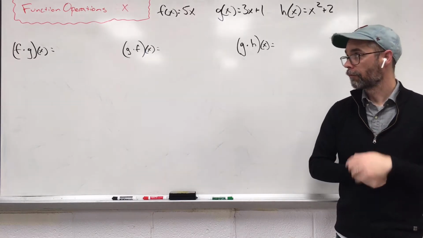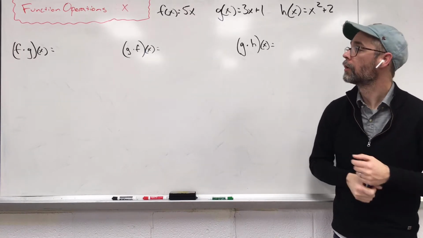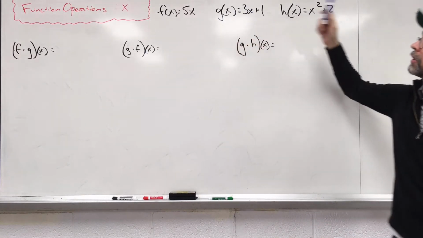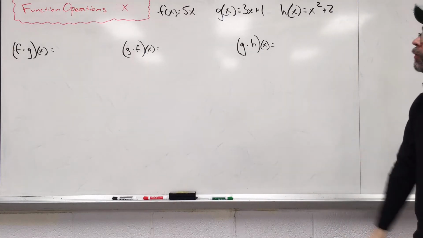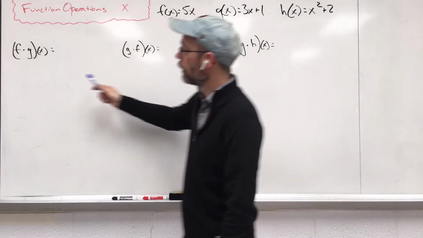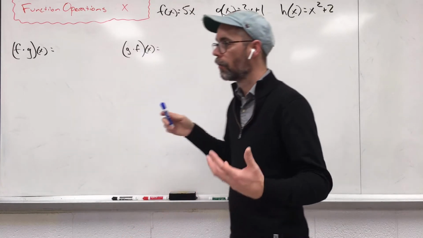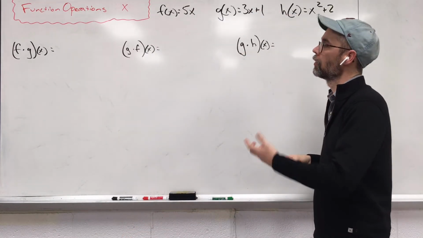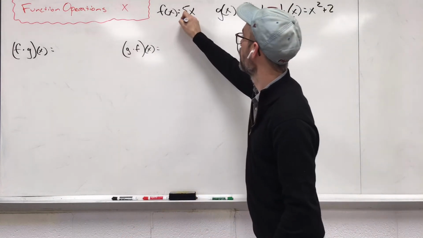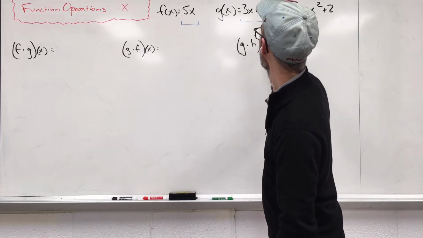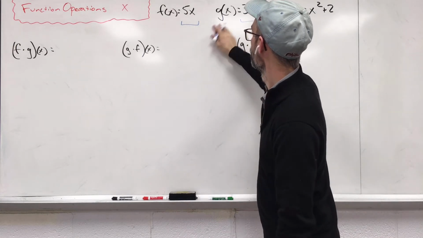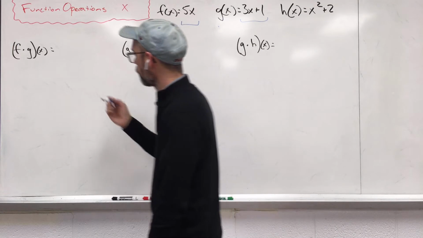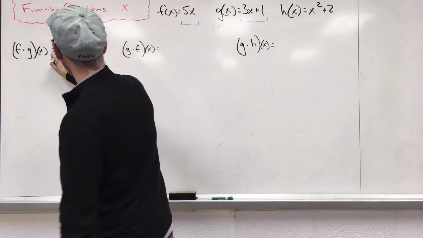Hi, today we're going to look at function operations with multiplication. So again, we've got our f of x, g of x, h of x, and we're going to combine them in different ways. So you see an f and a g, we have that dot in the middle for multiplication. I want to take this group and just multiply them together. So let's set it up, see what happens.